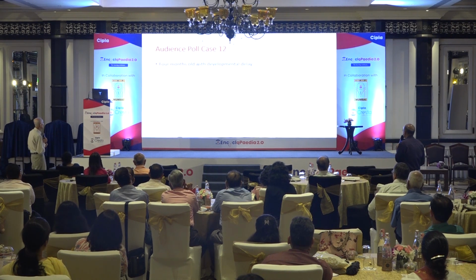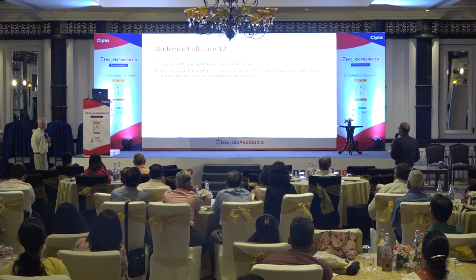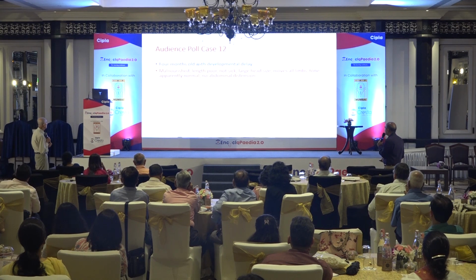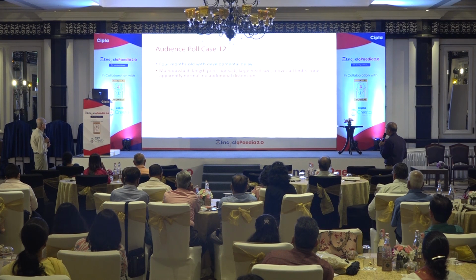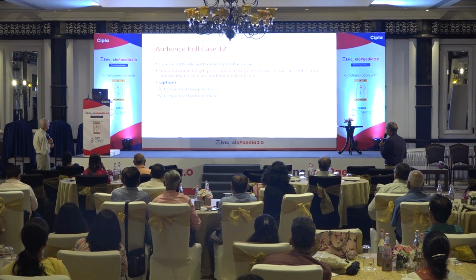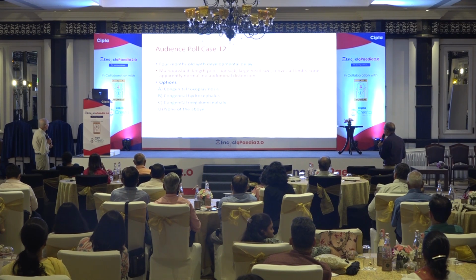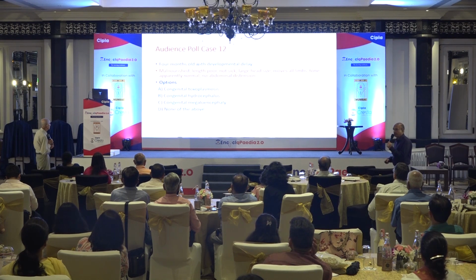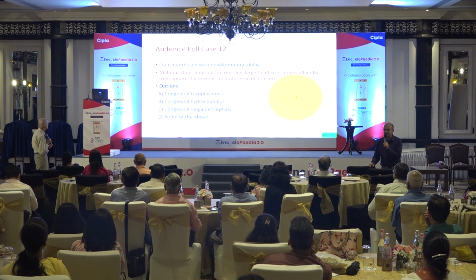4 months old with developmental delay, malnourished, length poor, not sick, large head size, moves all limbs, tone apparently normal, no abdominal distension. And your options are congenital toxoplasmosis, congenital hydrocephalus, congenital megalencephaly, and none of the above. And voting starts after the music.